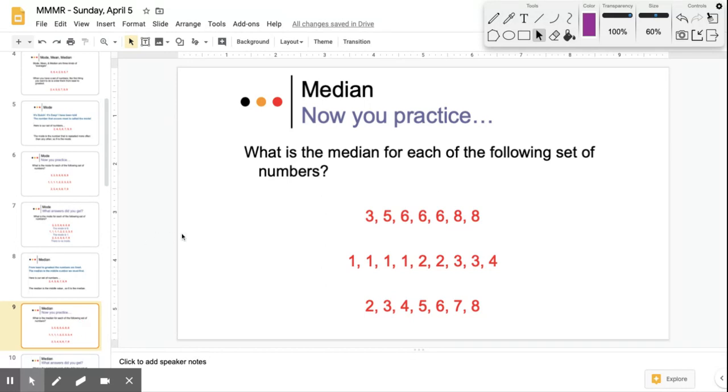On the next slide, this is your practice. So pause the video, go to your notebook paper, write out these sets of numbers, and use the same strategy I just showed you to find the median for each of these sets of numbers.